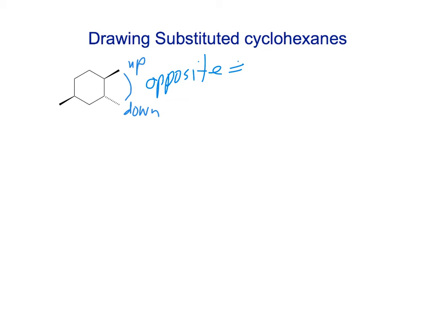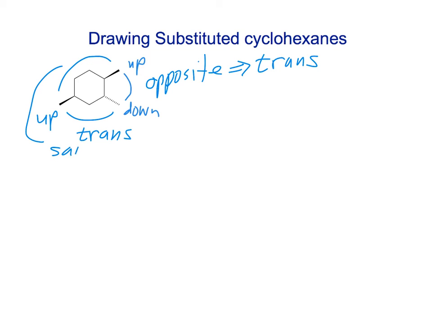and so we call this arrangement trans. Okay, so we essentially have one methyl group on one side, the other methyl group on the other side. These two are also one up and one down, so these two are also trans. And we could look at these top two. These are on the same side. Same side. We call this cis. All right?